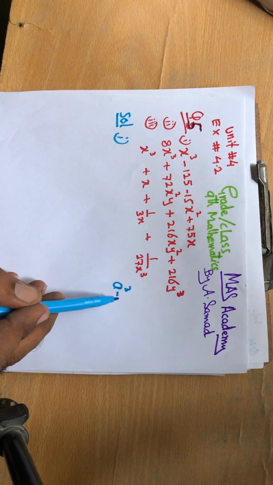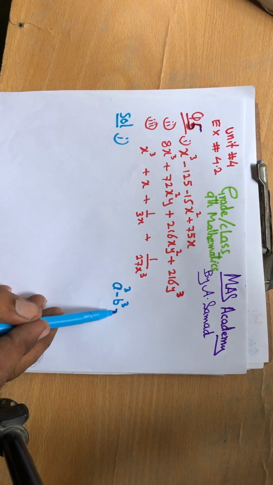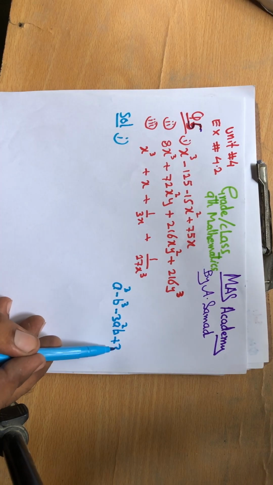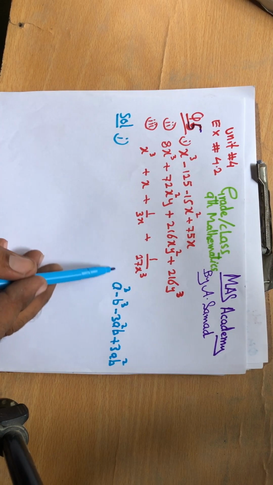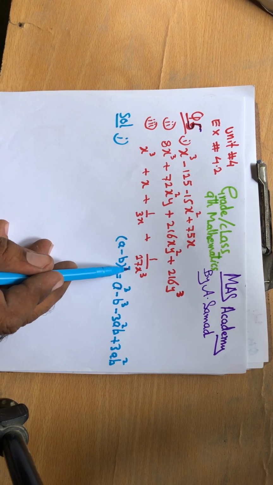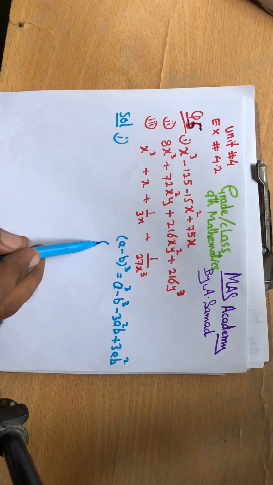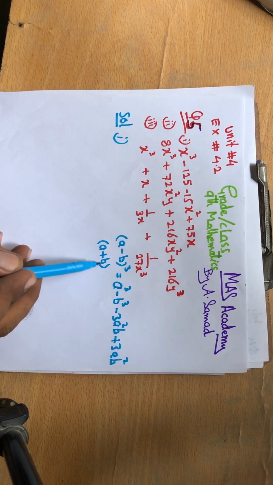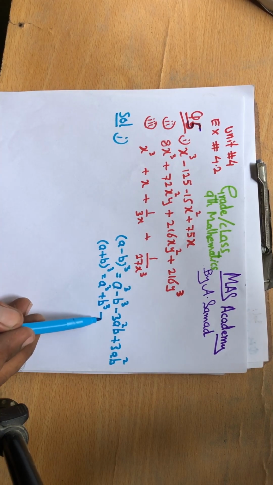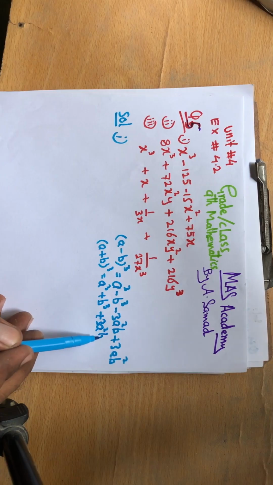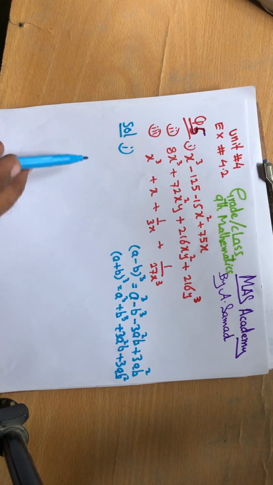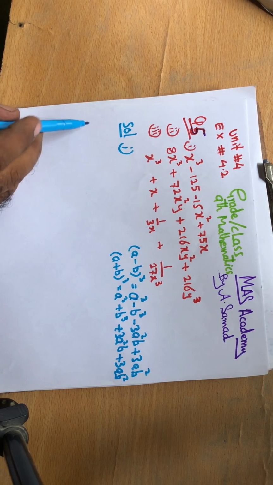The formula we are using for this question is (a minus b) power 3, which is equal to a cube minus b cube minus 3a square b plus 3ab square, and these terms are equal to (a minus b) over all power 3. Similarly, the formula for (a plus b) power 3 is a cube plus b cube plus 3a square b plus 3ab square. We are using these two formulas in these three parts.